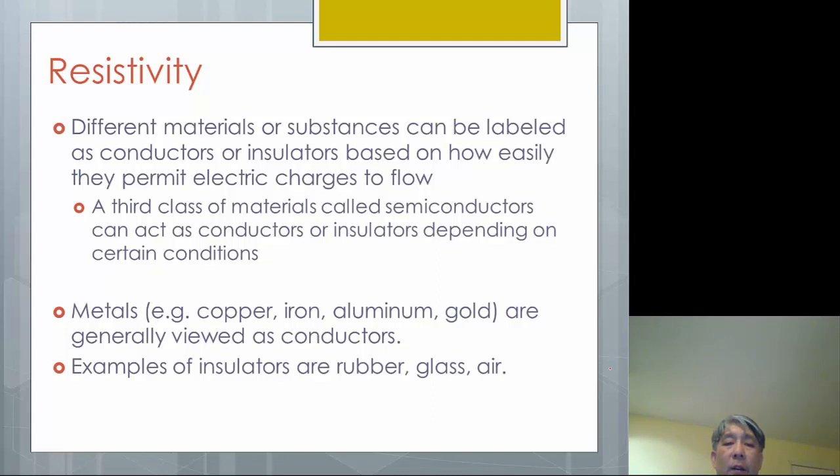In general, materials that are good at conducting are metals like copper and iron. Sometimes you'll see gold. Different examples of insulators are rubber, glass, and air. Basically, the more free electrons a material has, the better a conductor it is.